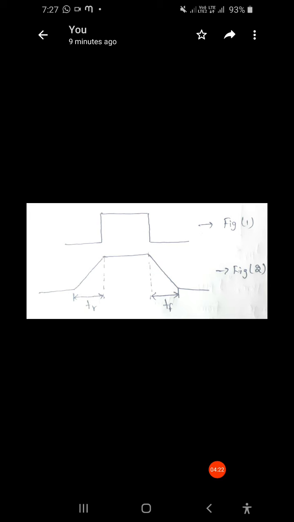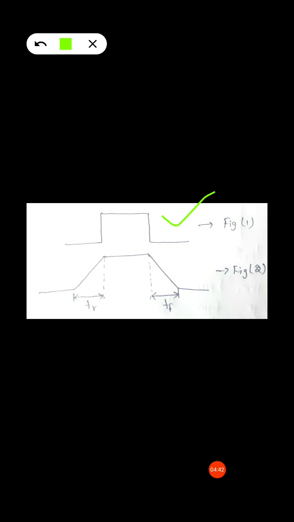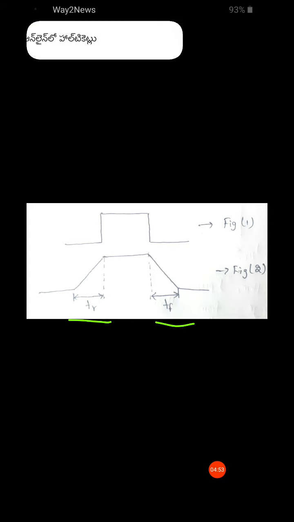Once again, the transition time is the time required by the output of a logic circuit to change from one state to another, that is, from low to high or high to low. Here we have both the ideal and practical representations, showing the rise time and fall time. It depends on the on-transistor resistance and the load capacitance.